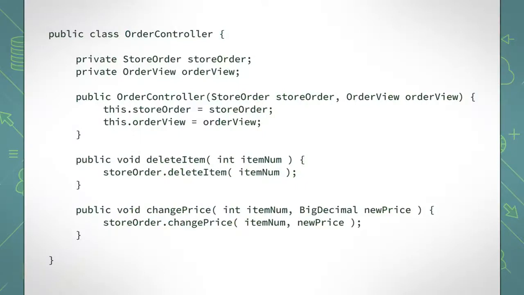In this example, the controller is very simple, but there are still a few things we can learn. The controller must have references to both the view and model that it connects. Crucially, the controller does not make changes to the state of the model directly. It calls methods of the model to make changes.